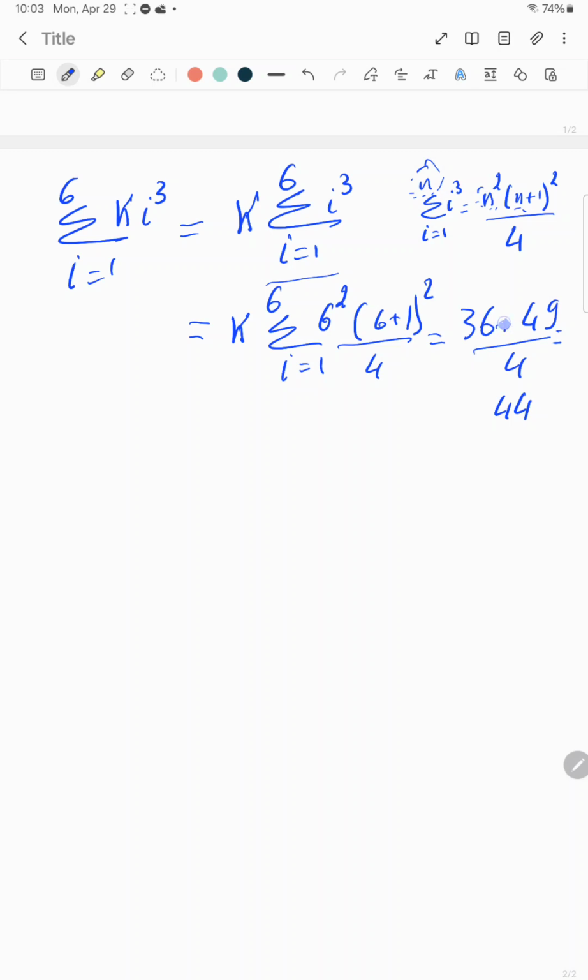Not times here, 36 times 49 over 4. You will have 441, but don't forget the k here, so my answer will be k times 441, and k can be any number, 2, 3, 4, whatever. It can be a positive or negative number.